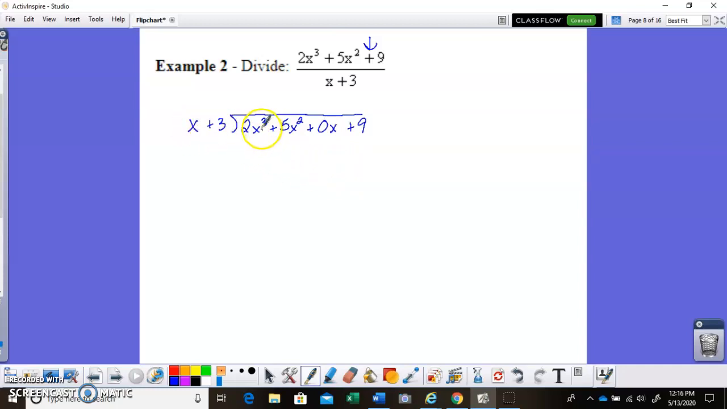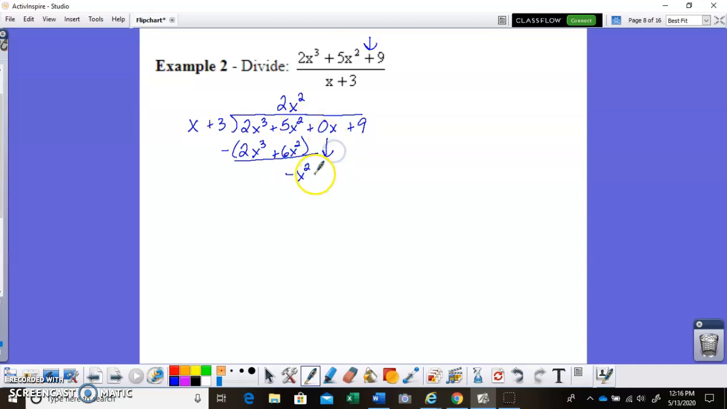So x times what gets me to 2x cubed? And I believe if we multiply by 2x squared, it should get us there. So 2x squared times x is 2x cubed. And 2x squared times 3 is 6x squared, which I'm subtracting. So this goes to 0, and this subtraction gives me negative x squared.